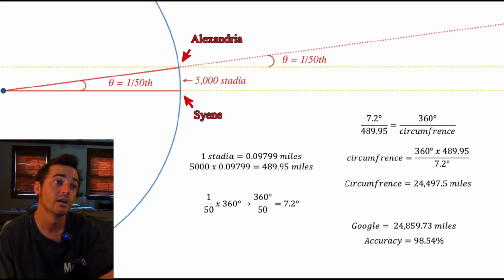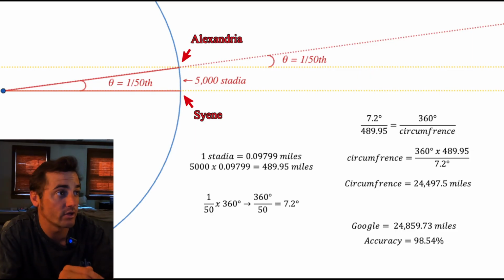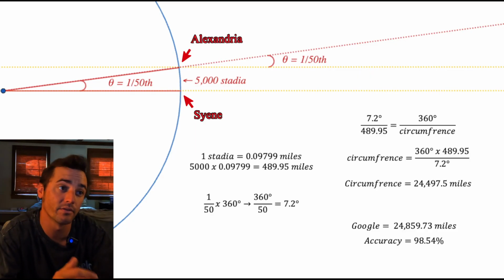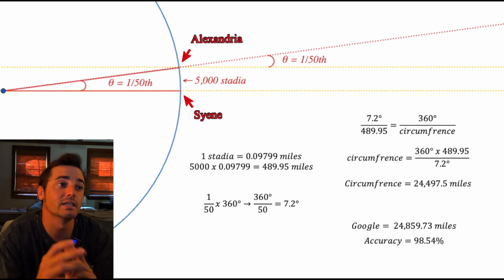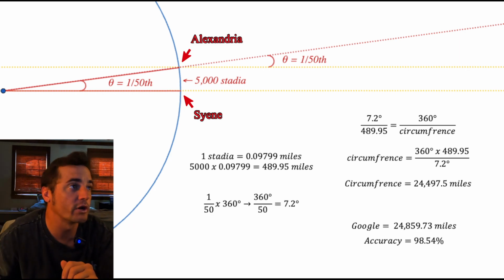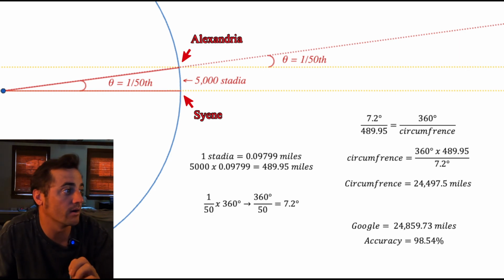24,497.5 miles. That's what Eratosthenes calculated, and compared to what Google says, 24,859.73 miles, the accuracy is 98.54%, which is incredibly accurate for his time.